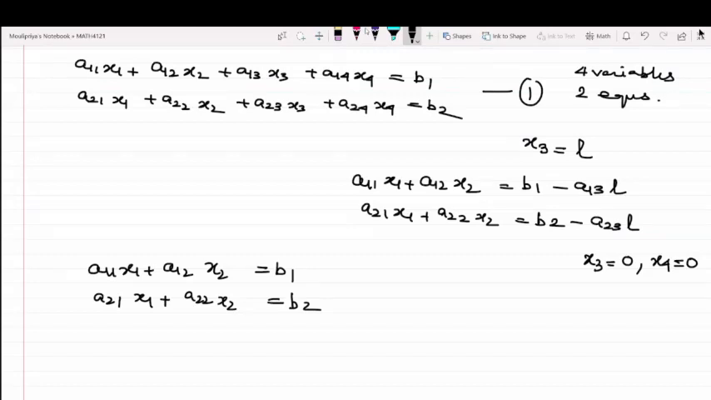Achha. So now tell me one thing. We can assign x3 and x4 equal to 0. One more combination can be assigning x1 and x4 equal to 0. So in this manner, we can have a lot of combinations of assigning 2 variables as equal to 0. Are we okay with this? Yes, ma'am.